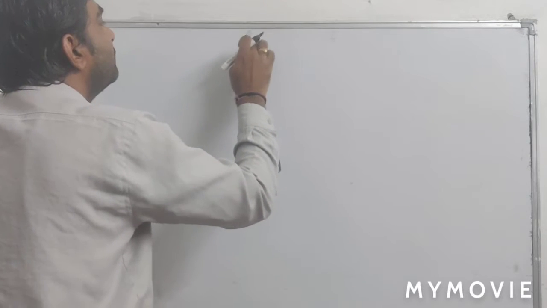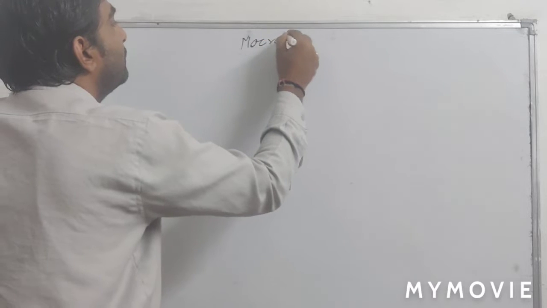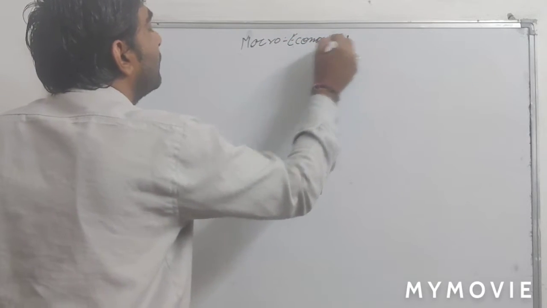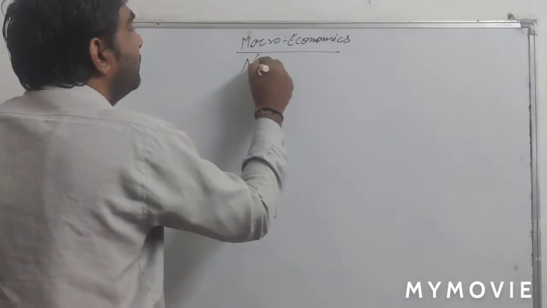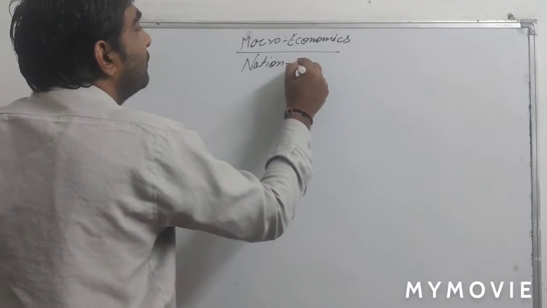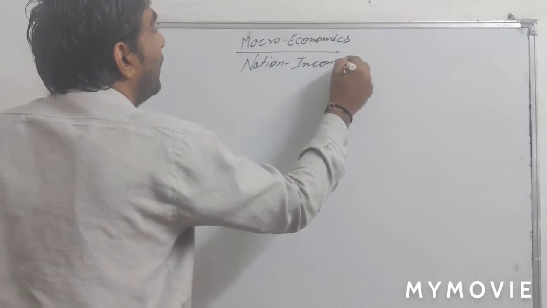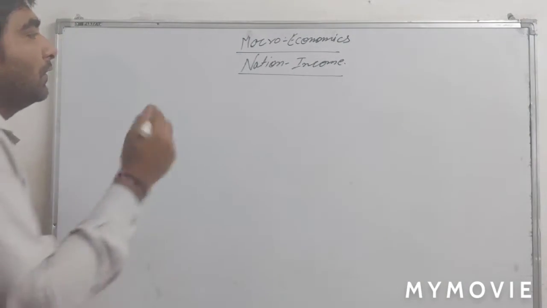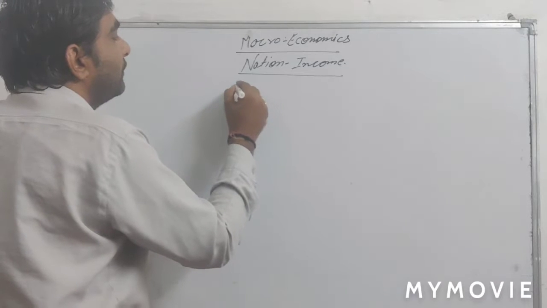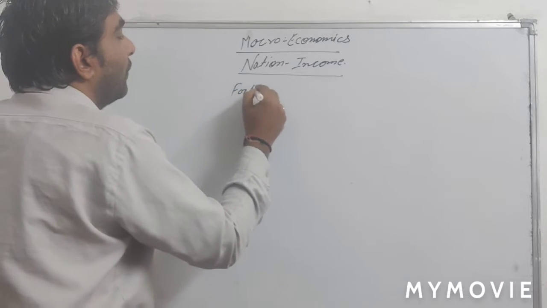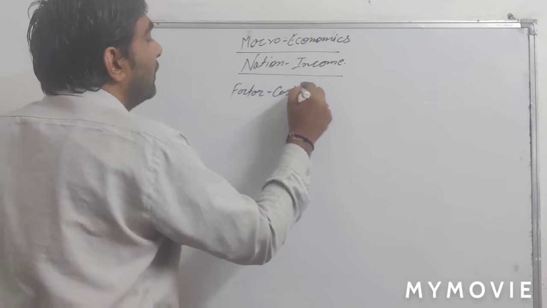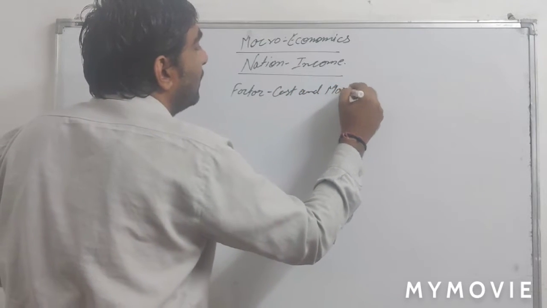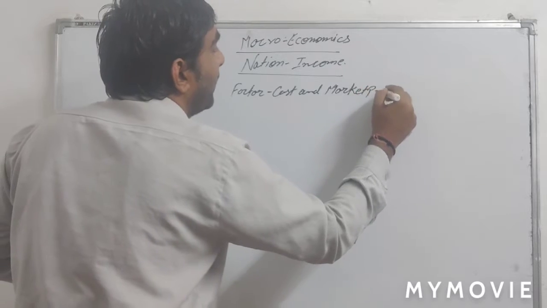Let's start with today's topic: macroeconomics and national income. In national income, we have started today with factor cost and market price.